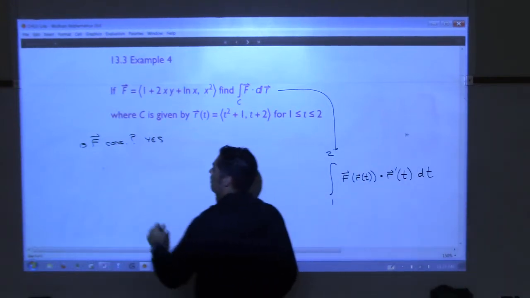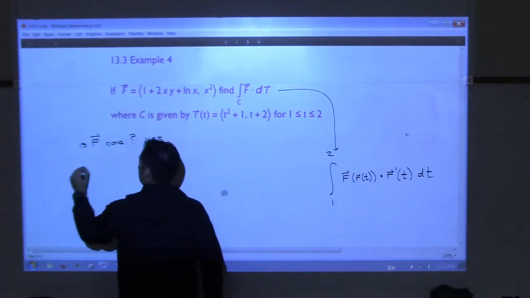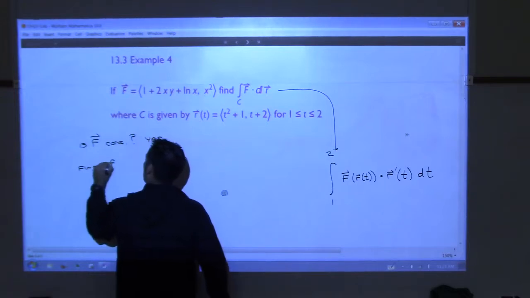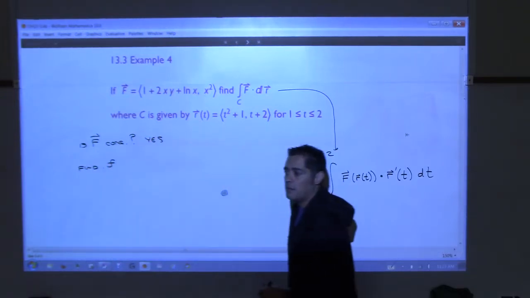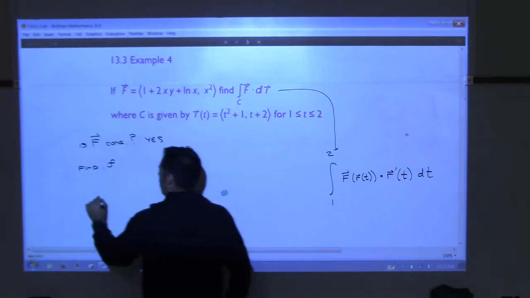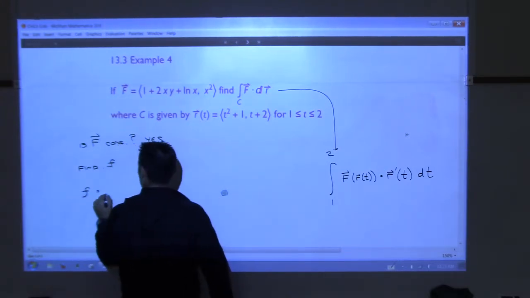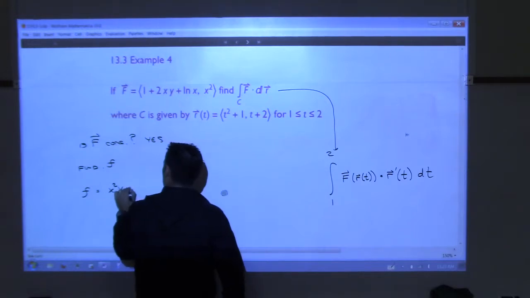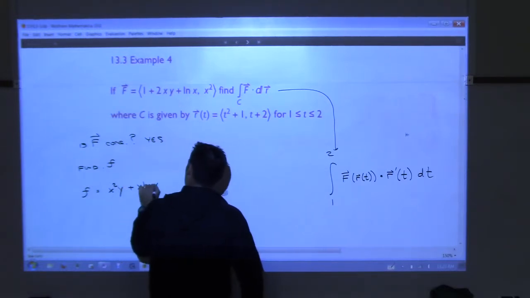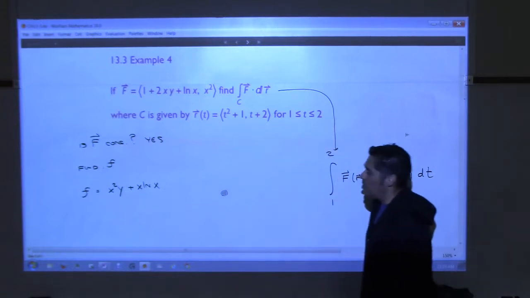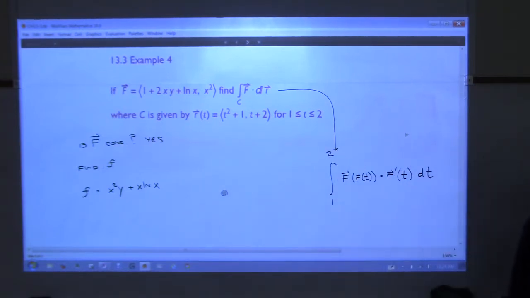So after you find out that f is conservative, you would find little f, which we just did. And little f was, what? I forgot already. I canceled the x, right? Yeah. So it was x squared y plus x ln x, plus some constant. I'm going to use the constant 0, because I can use any potential function I want. So that's little f.